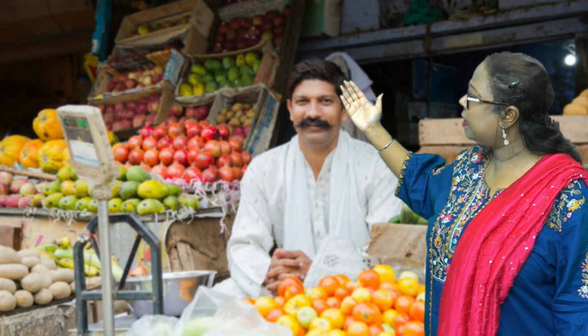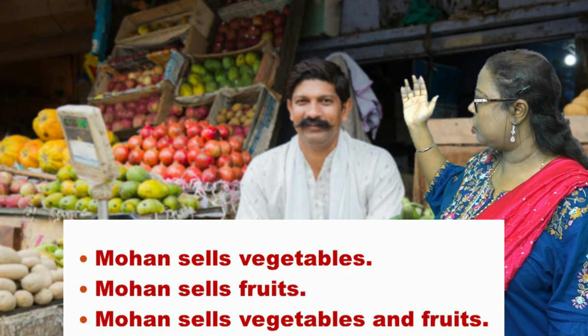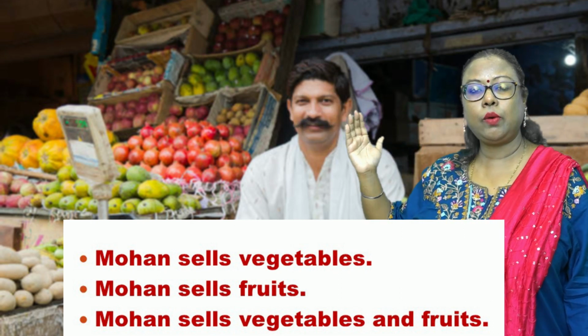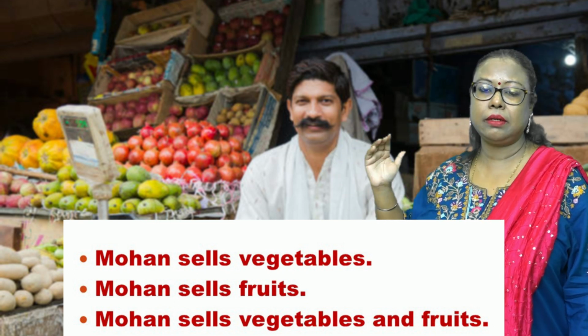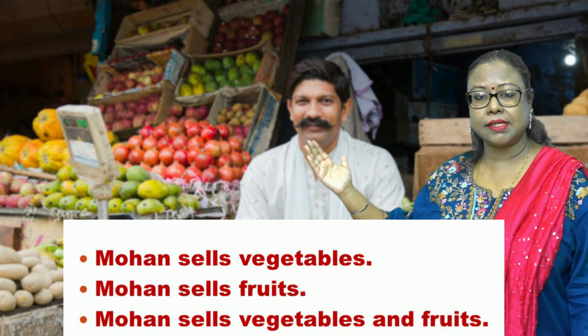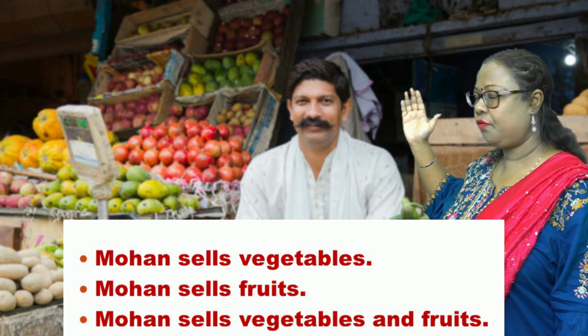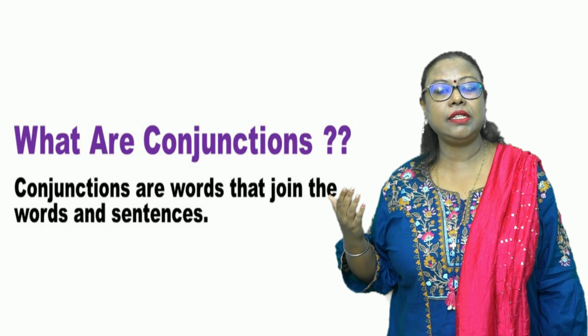Now let's come to another example. Mohan sells vegetables. Mohan sells fruits. Again, we are going to use the word and to join these two different sentences. Like, Mohan sells vegetables and fruits. The word and is a conjunction.